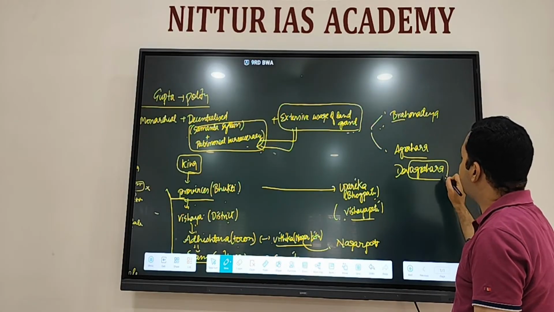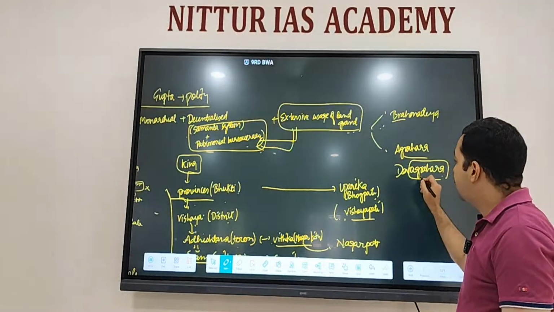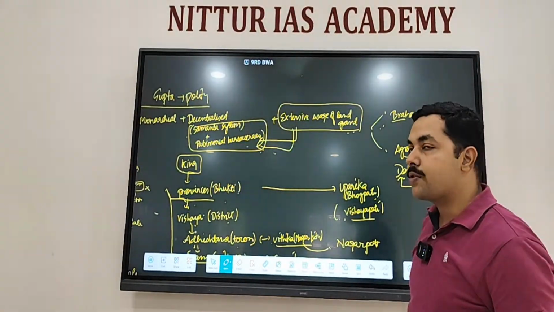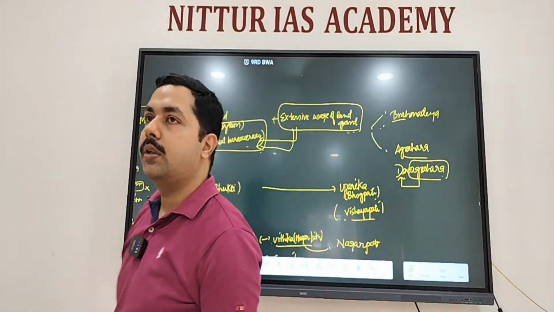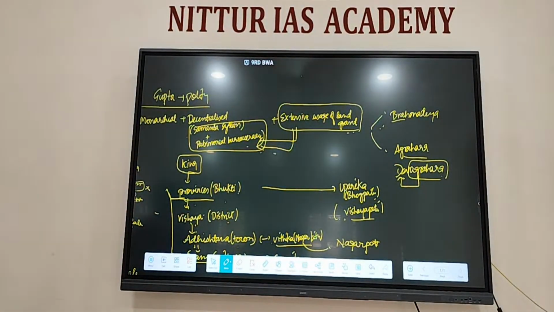Agrahara means, again, we discussed, tax-free villages, and this is for Dev. Dev means what? God, temples. So when you are donating the land to the temples, that is called which one? Deva Agrahara. So Deva Agrahara is tax-free villages given to whom? To the temples. That type of thing is called Deva Agrahara.